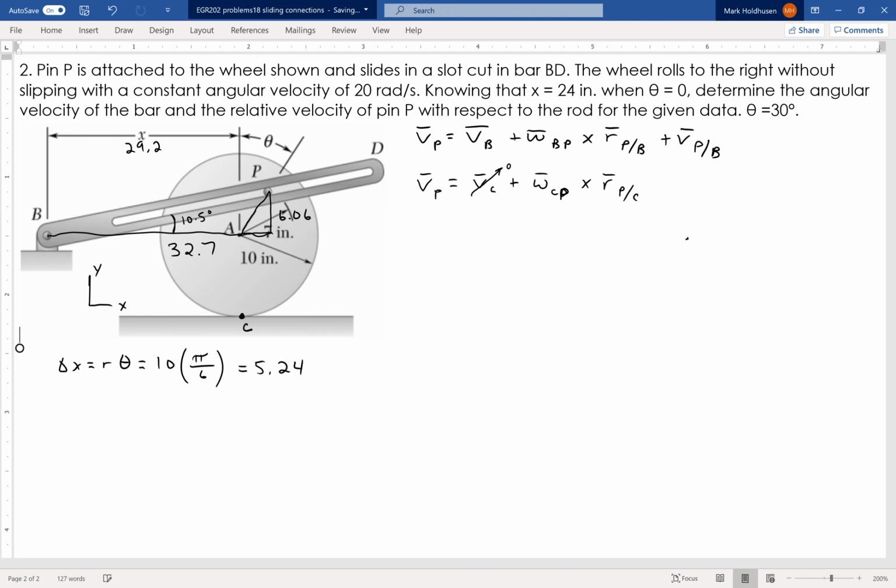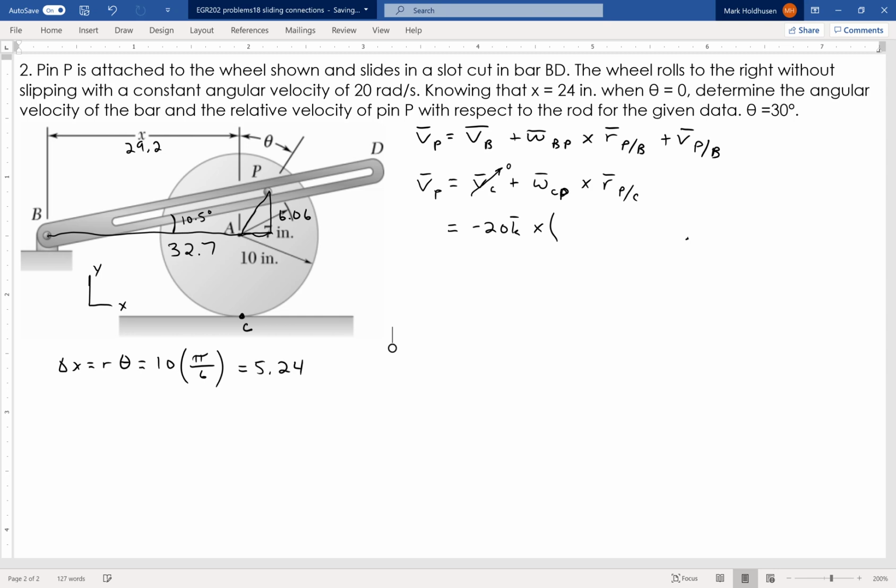So all I have is this omega cross R value that I'm looking at here, okay? And omega is given to me, okay? I know that omega is negative 20 in the k direction, given in the problem statement, and I'm just going to cross that with the r vector.